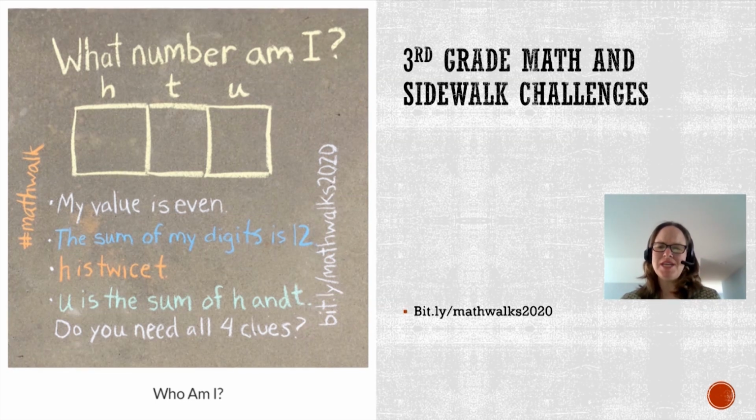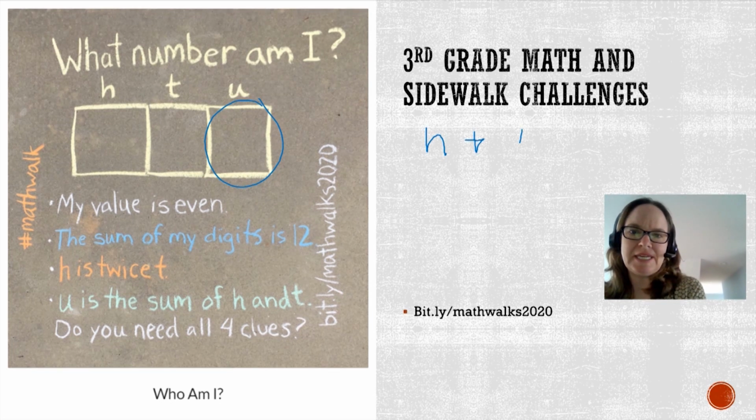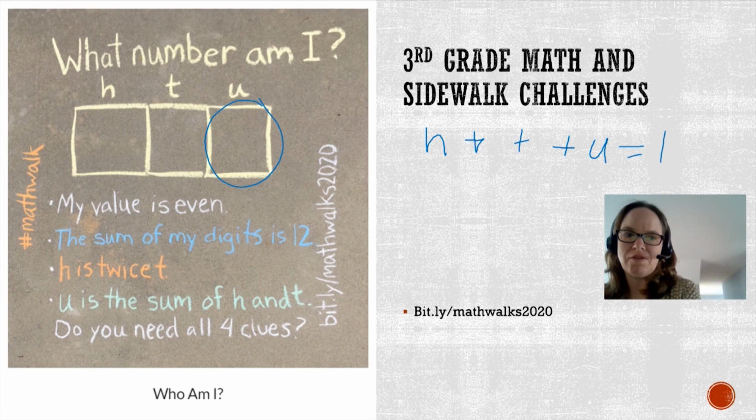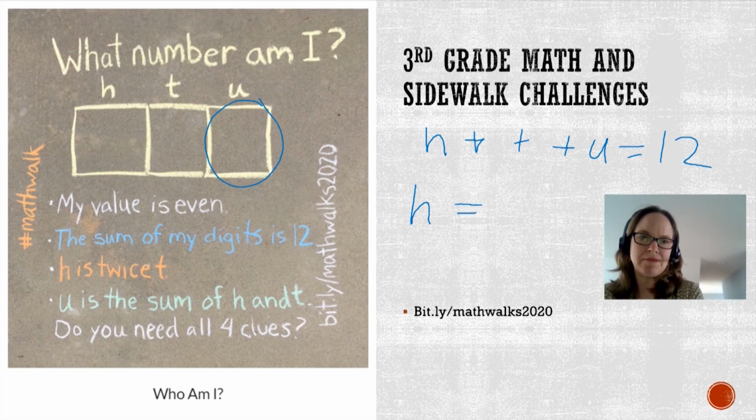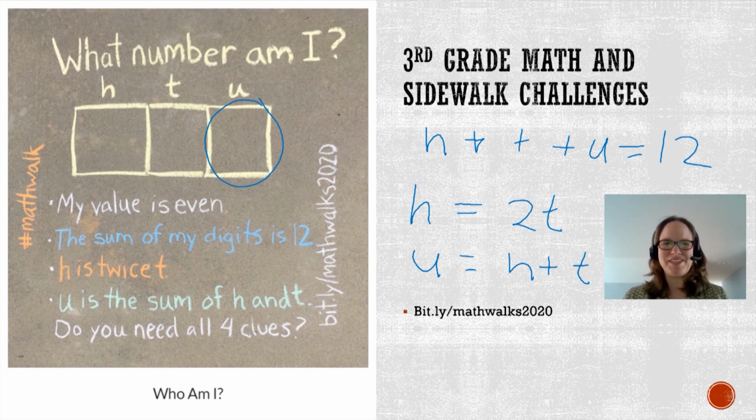Here's our first one. What number am I? Our first clue is my value is even. That means that this number here is going to have to be even. The sum of my digits, so h plus t plus u, equals 12. H is 2 times t, and u equals h plus t. Do some thinking. Let's see if we can come up with an answer.